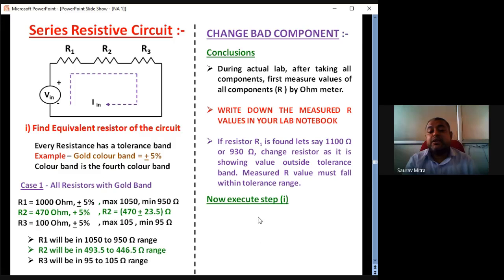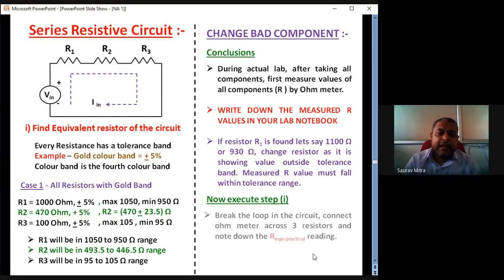Okay. Now execute step 1. So these three things are very important conclusions which come from the tolerance band. So this is the significance of the tolerance band. During the actual lab, after taking all the components, measure their values and write them down as practical values. These are all theoretical values, these are all practical values, write them side by side clearly. And if a resistor is showing a value deviation more than the tolerance band, discard the resistor and get another new set of resistors then and there.